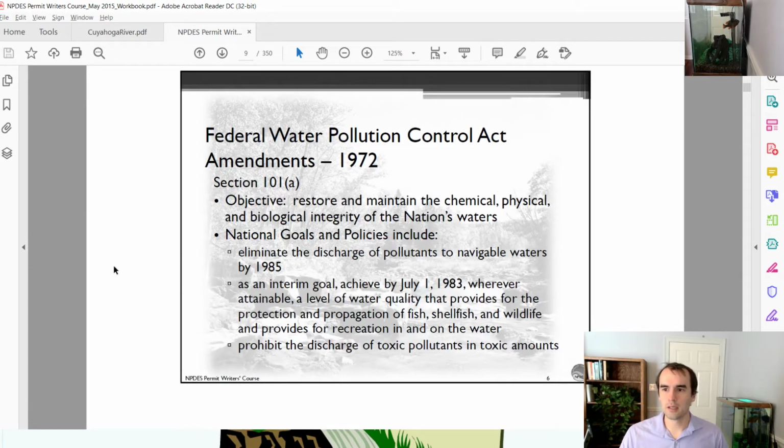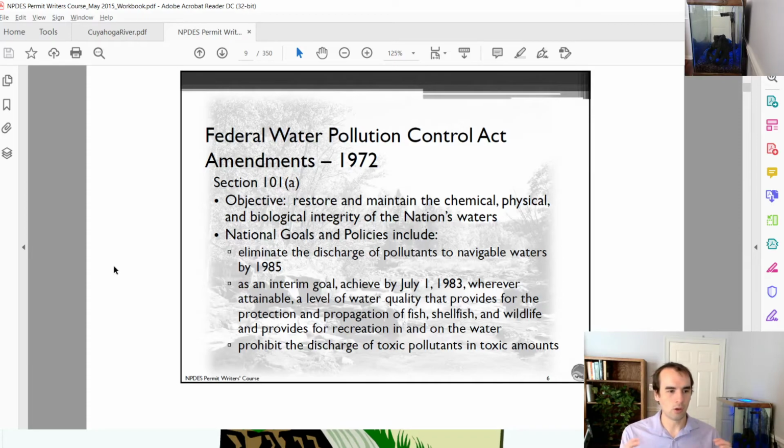Okay, so in 1972, the initial Federal Water Pollution Control Act had the objective to restore and maintain the chemical, physical, and biological integrity of the nation's waters. The national goals and policies here included to eliminate the discharge of pollutants to navigable waters by 1985. Just eliminate, no more pollutants, right? I know we talked about that earlier. As an interim goal to achieve by July 1st, 1983, wherever attainable, a level of water quality that provides for the protection and propagation of fish, shellfish, and wildlife, and provides for recreation in and on the water. So that is the key and the foundation, because that first goal, eliminate all discharge, did not turn out to be practical.